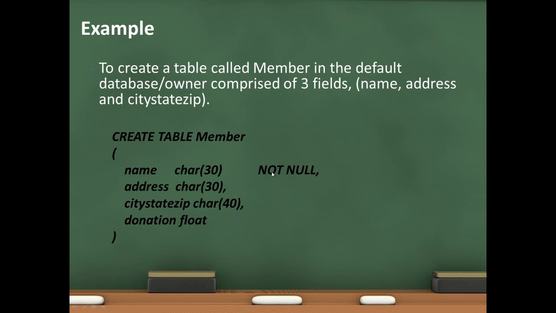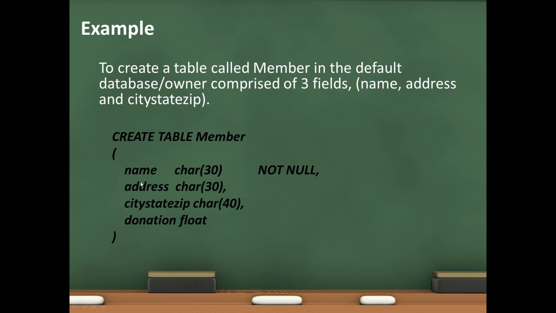So here's an example of creating a table called member. And in this example, I'm using an old legacy char data type, but look at what we've got here. We've got CREATE TABLE, the name of the table that we're creating, and then within the parentheses, we have the definition of that respective table.